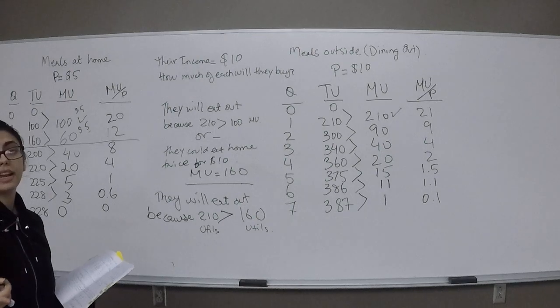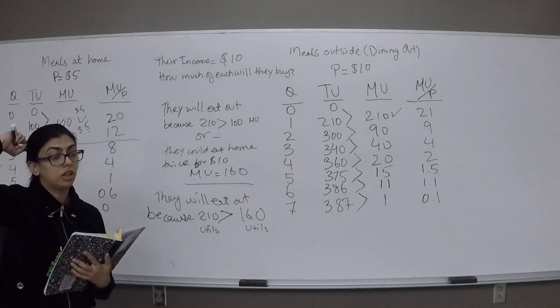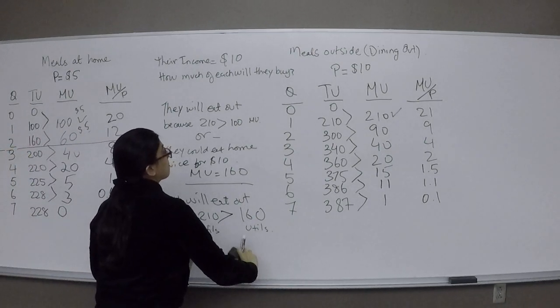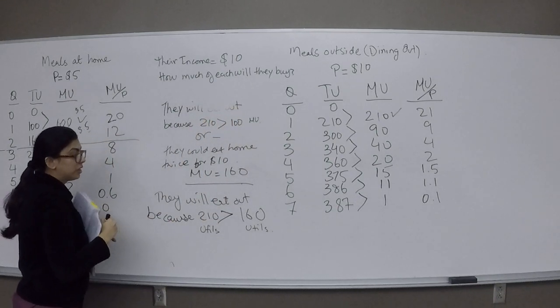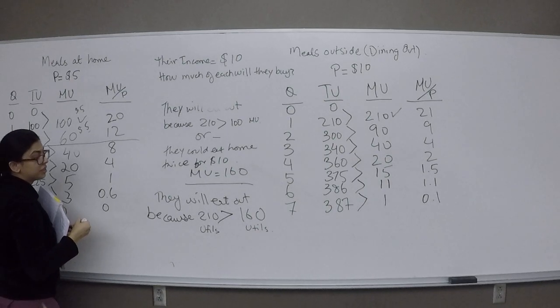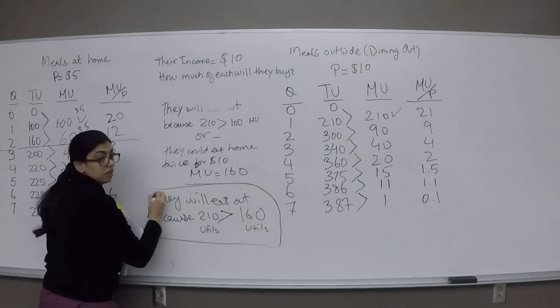Okay, now let's say that the income increased to $50. Everybody got this part? This is what they will do. If the income was $10, this is what they will do. This is the answer.